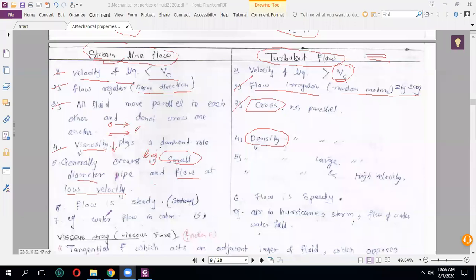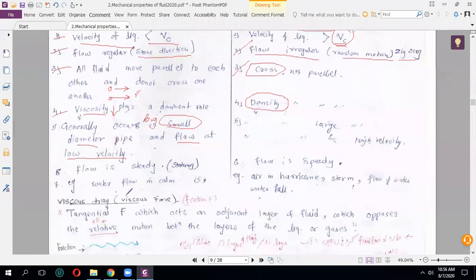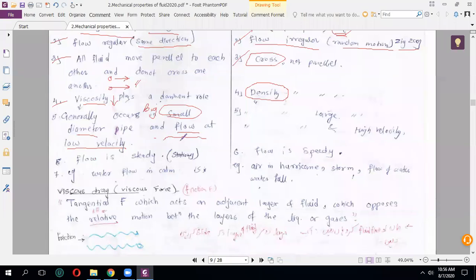Next, the fifth point says flow is steady. For example, how is the flow of a river? Its flow is continuously in the same direction and its motion is the same. So that type of motion is called stationary or steady motion. For example, in your house, a fan is moving. The fan motion is the same continuously. So that type of motion is called steady motion or stationary motion.